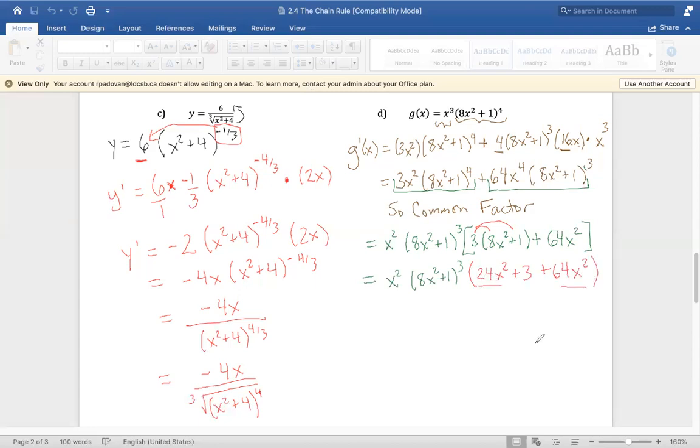Well, it creates like terms, so I can put those together, right? So then my next step here would be x squared, the 8x squared plus 1 cubed multiplied, right? We're all multiplied now by 24x squared plus 64x squared would be 88x squared plus 3. These are not like terms, 88x squared plus 3. Now I cannot go any farther. So that is my derivative of g of x, differentiated form of g of x, using the product rule.